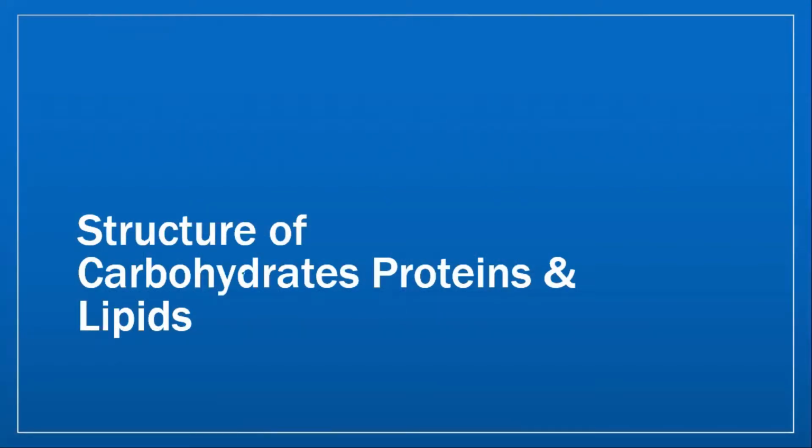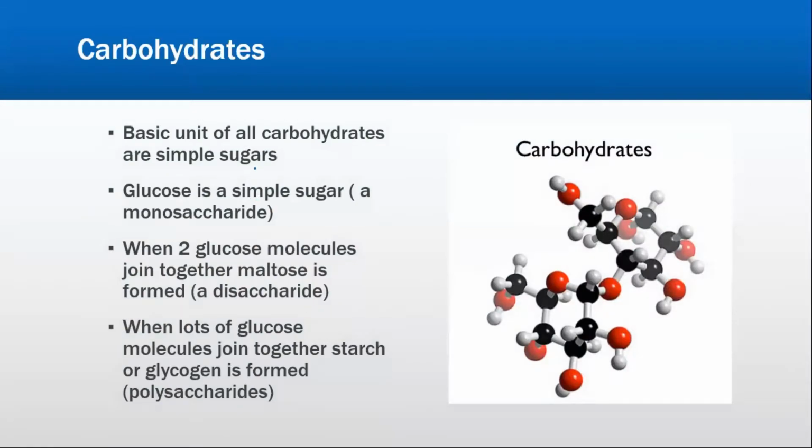Now, if we talk about the structure of carbohydrates, proteins, and lipids, well, carbohydrates, you should know that the basic unit of all carbohydrates are simple sugars. For example, a very common example of a sugar is glucose, which is a simple sugar, a monosaccharide. A monosaccharide का क्या मतलब होता है? Monosaccharide means which contain only a single carbon ring. इनके पास सिर्फ एक ring होता है of carbon. Because when carbon bond together, they make these rings.